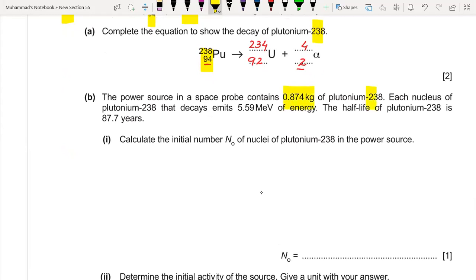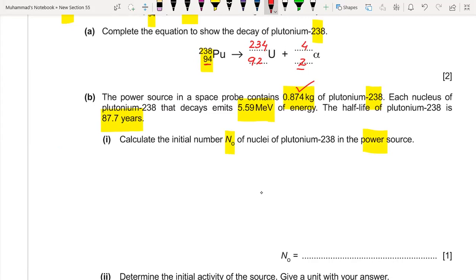Very simple question. The power source in a space probe contains 0.874 kg of plutonium. Each nucleus of plutonium that decays emits this much mega electron volt of energy. The half-life of plutonium is 87.7 years. Calculate the initial number of nuclei in the power source. We have to find the initial number, the total number of nuclei at the start, and we are given that the mass at the start is 0.874.